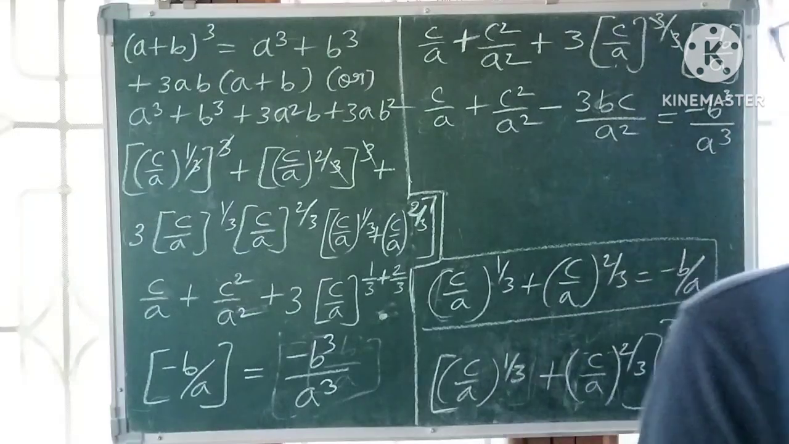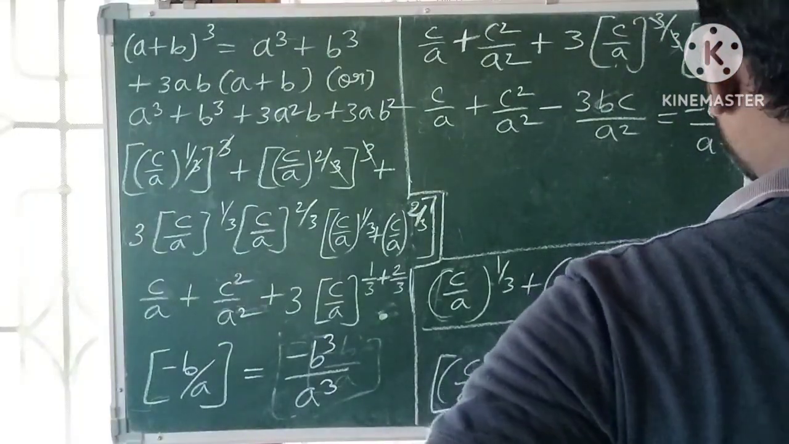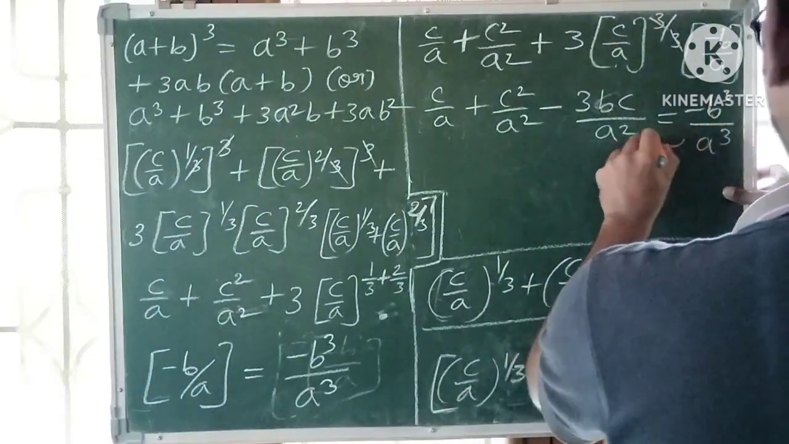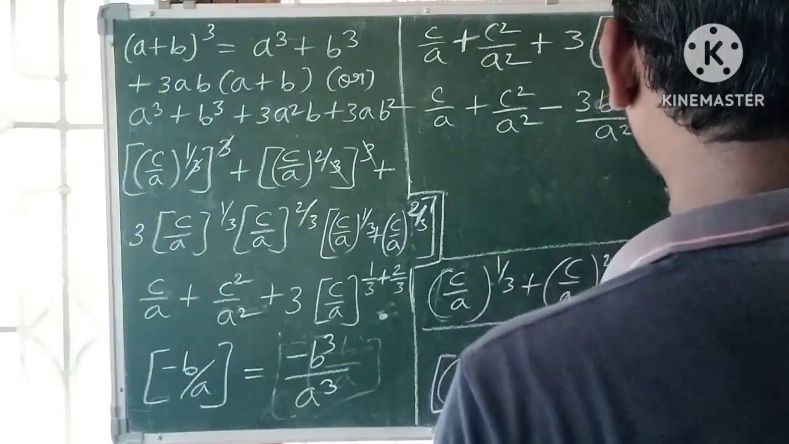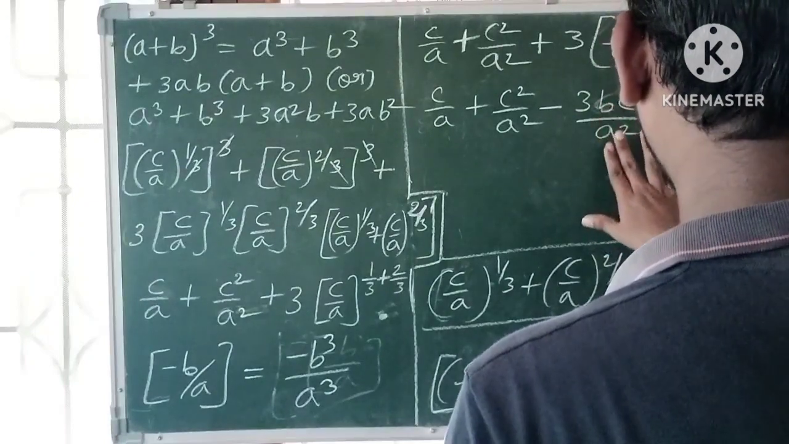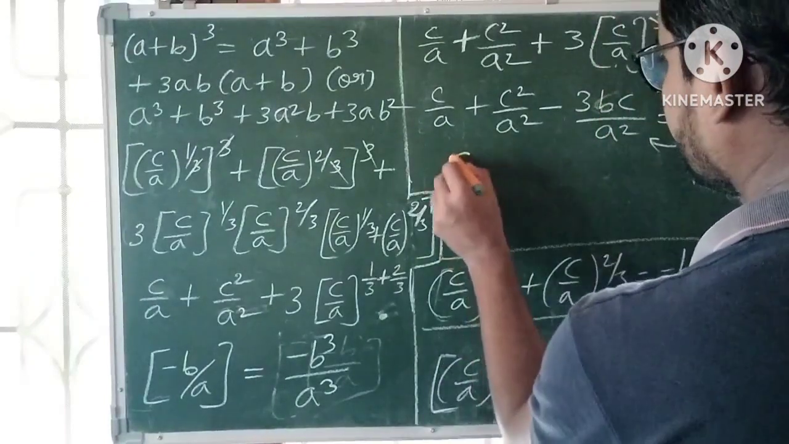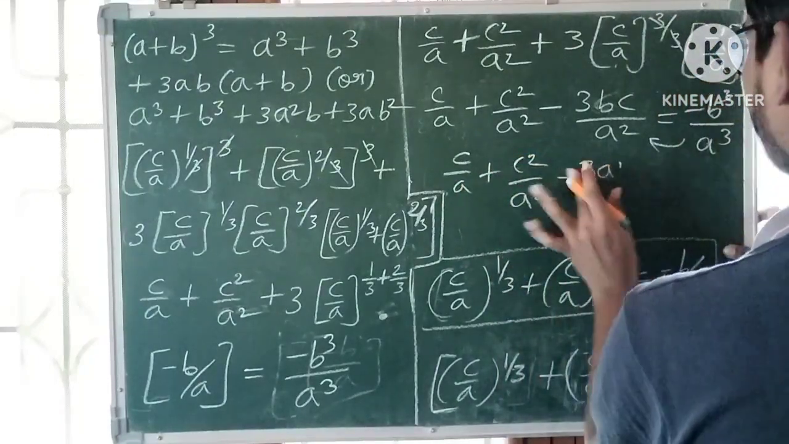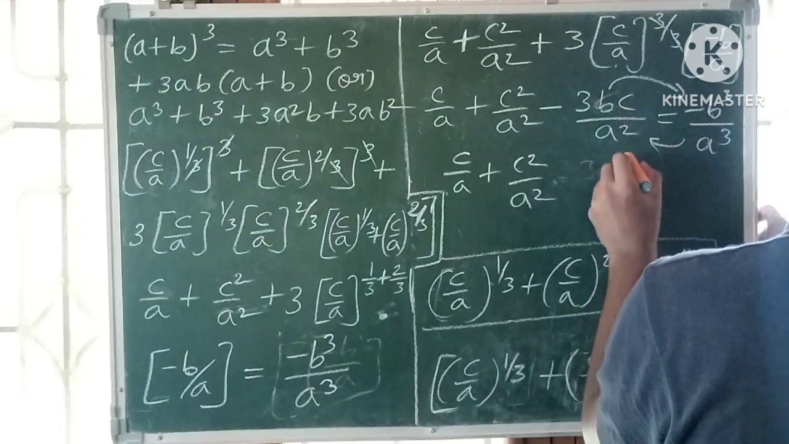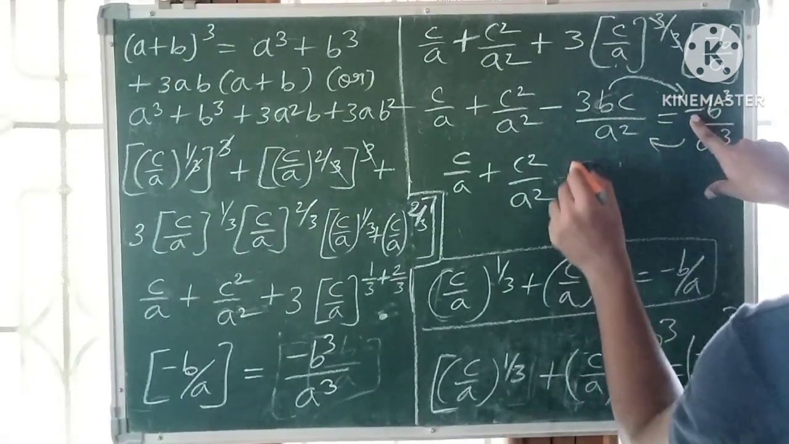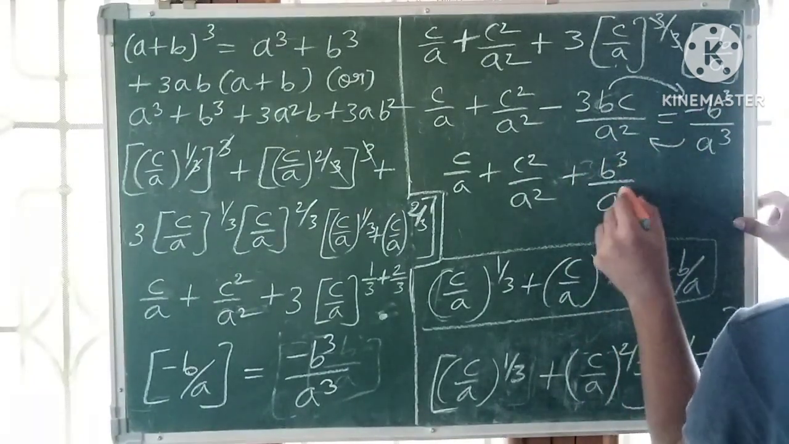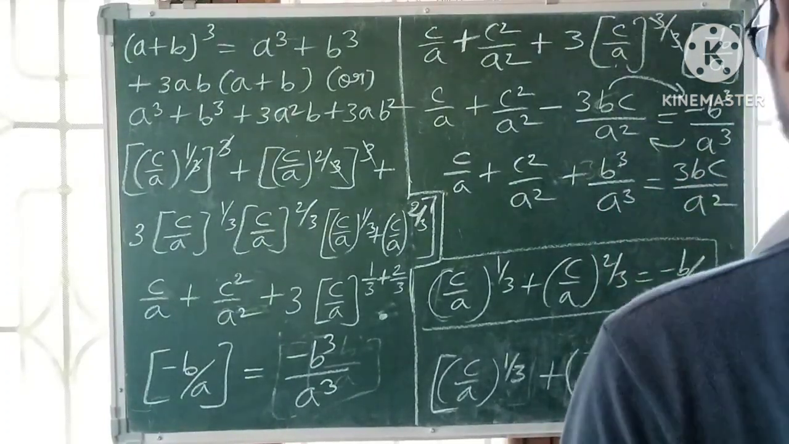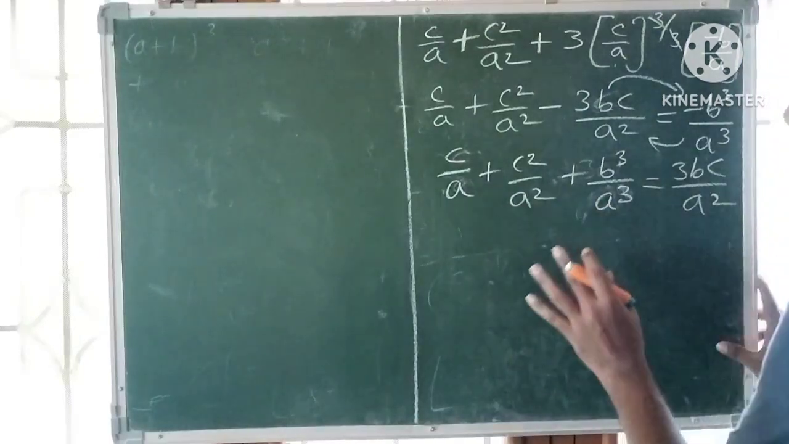Next, now transpose minus b cube by a cube to the left hand side and minus 3bc by a square to the right hand side. c by a plus c square by a square plus b cube by a cube, since negative becomes positive, is equal to 3bc by a square. So let us simplify this.